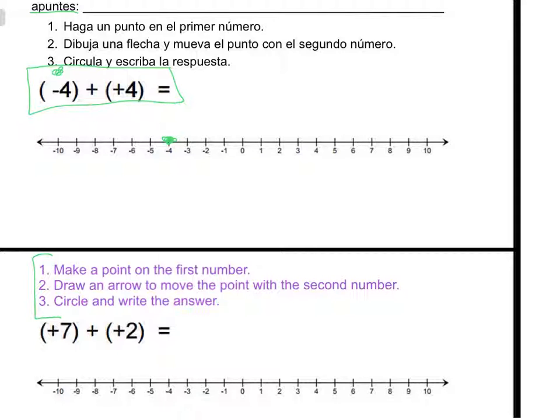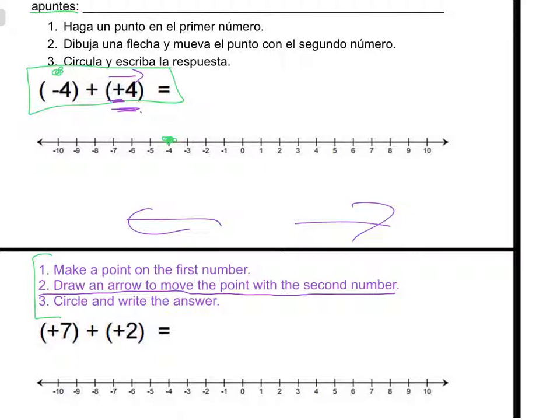Now step 2: draw an arrow to move the point with the second number. So copy down that step. Draw an arrow to move the point with the second number. This is positive. Where are the positive numbers? Are they on the left or on the right? The positive numbers are on the right, so we're going to draw that arrow right here. Now that we have this arrow pointing to the right, we're going to move the point that many steps to the right. It says +4, so we're going to move it 4 to the right. 1, 2, 3, 4. And we end up at our answer.